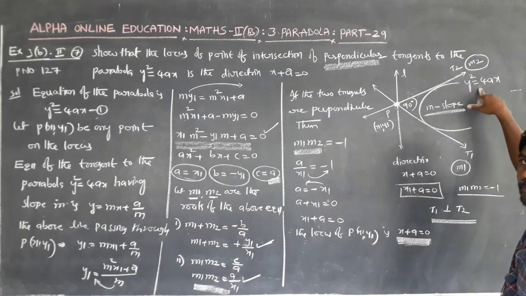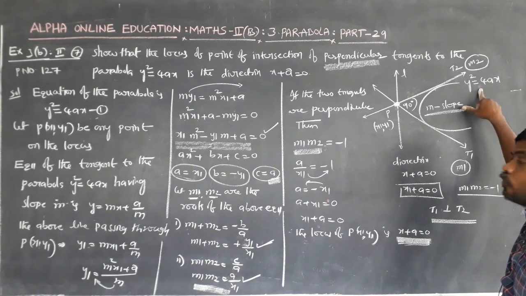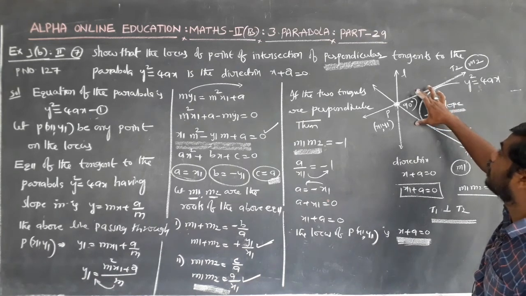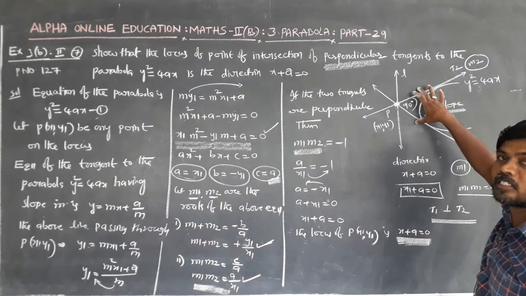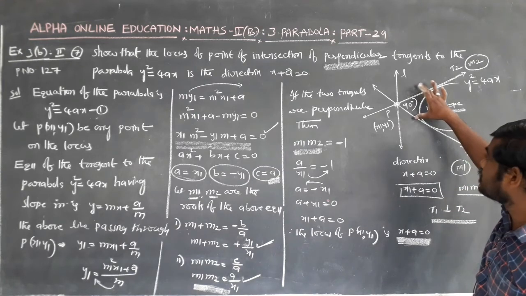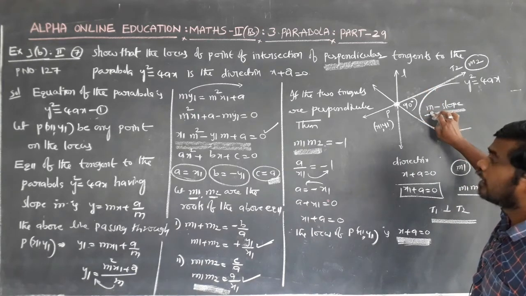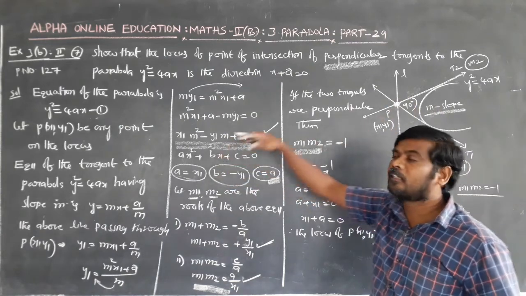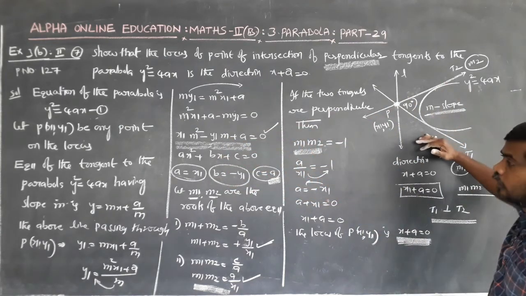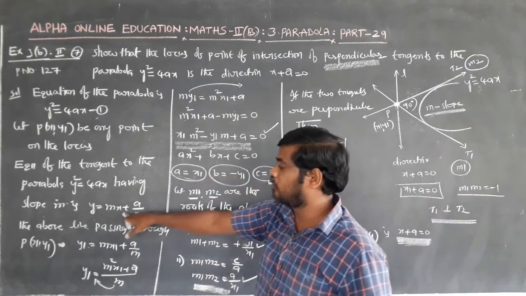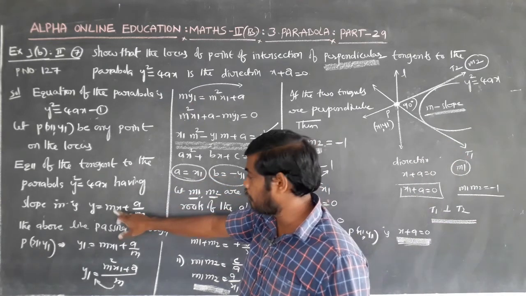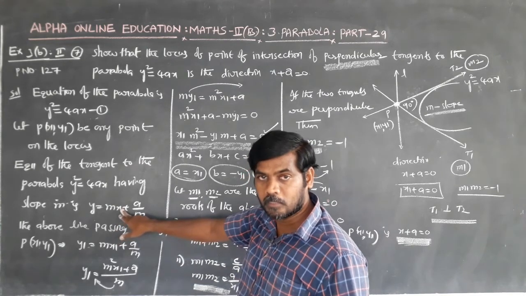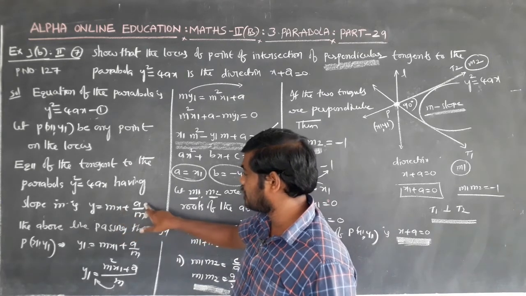First of all, find the equation of the tangent to the parabola y square equal to 4ax having slope m. Here m is the slope of the two lines. Here m is the common slope. We take m as the common slope of the lines. Again we denote m1, m2. This is the equation of the tangent to the parabola y square is equal to 4ax having slope m: y is equal to mx plus a by m.